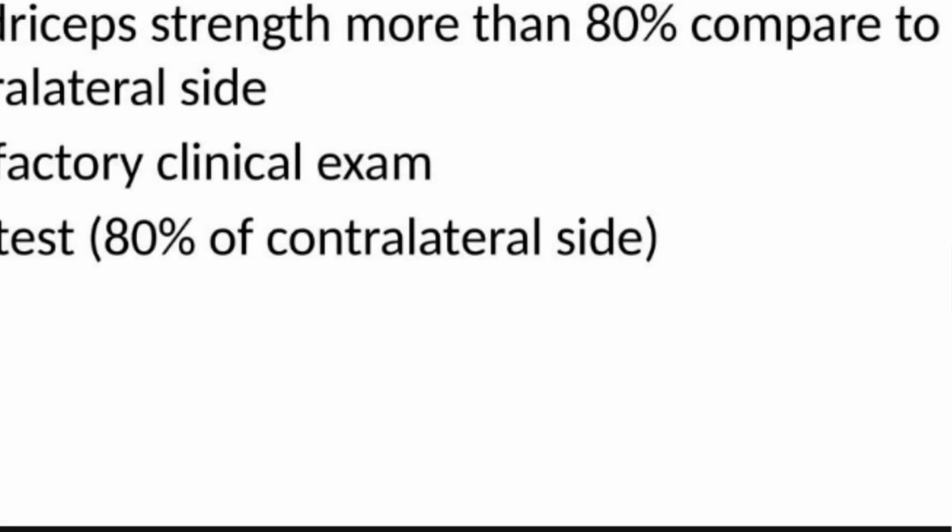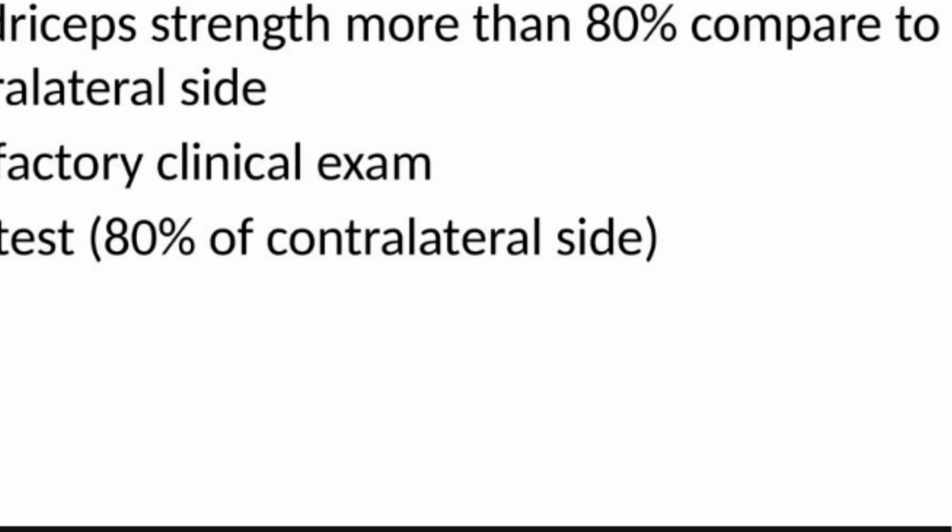Next is phase 4, the advanced activity phase, which is between week 10 to week 16. The criteria to enter phase 4 are active full range of motion, most important, and quadriceps strength more than 80% compared to the contralateral side. Before this phase, we had the criteria of 60%. Now we have 80%.